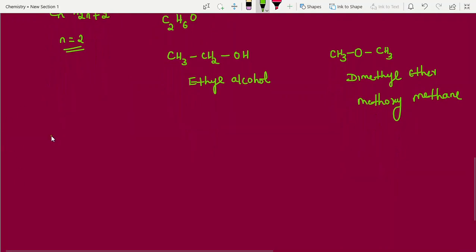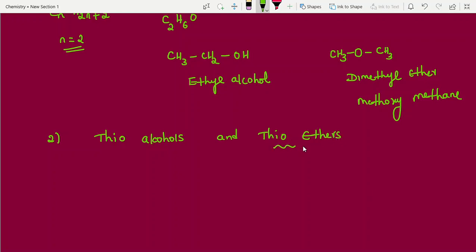Thio alcohols and thio ethers. Thio is nothing but sulfur-containing compounds. Can we write the general molecular formula now? Instead of oxygen, you can write sulfur: CnH2n+2S. There we have written oxygen, here we are writing sulfur.